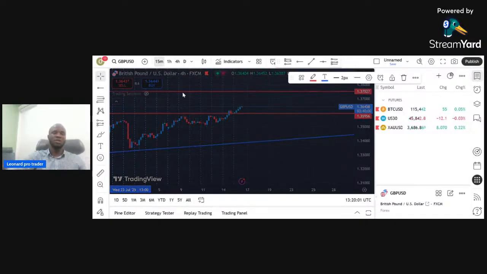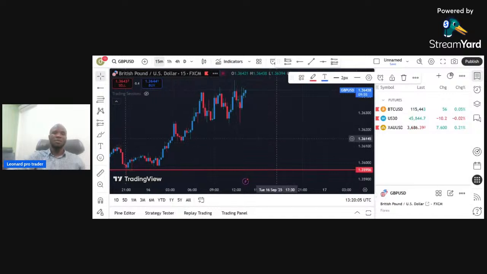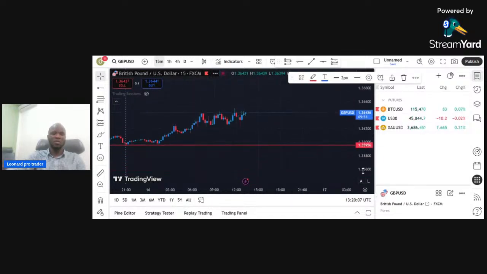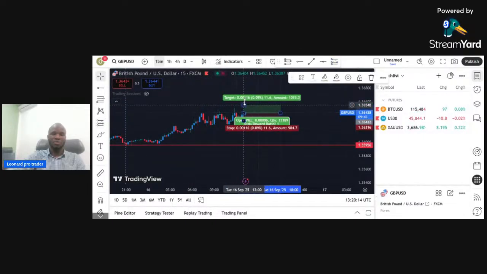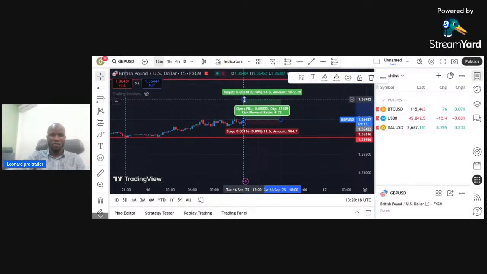So we'll go to the 15 minutes time frame to find an entry. Now in the 15 minutes, you see, this is a good buy signal. So if you are here, buy GBP USD. So you put your take profit above on this next line here.